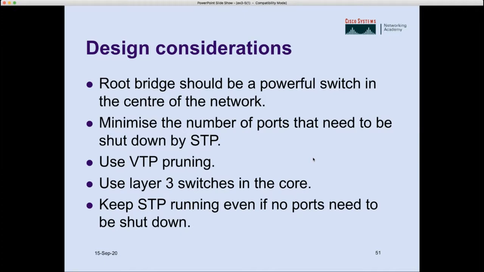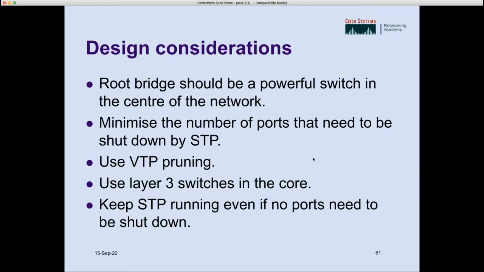VLAN Trunking Protocol is no longer a CCNA objective, but we can prune VLANs. This is similar to allowing VLANs on our trunks. Use layer 3 switches in the core. So the next time you come in the lab, look over in the back near the printer, and there's about a $20,000 Cisco model $4,000 switch. It's a layer 3 switch.